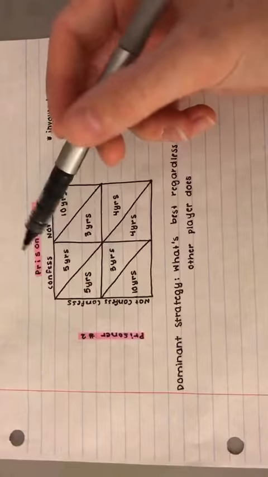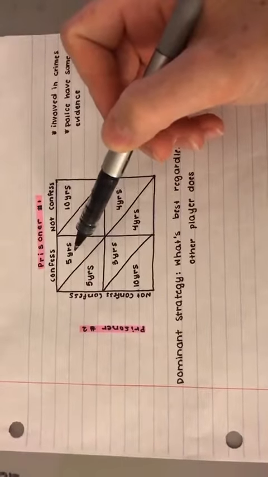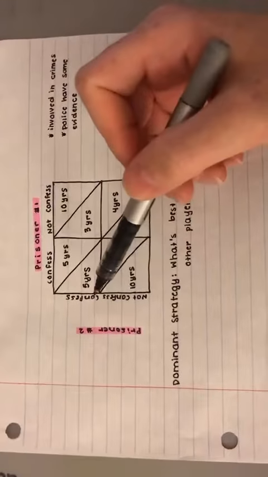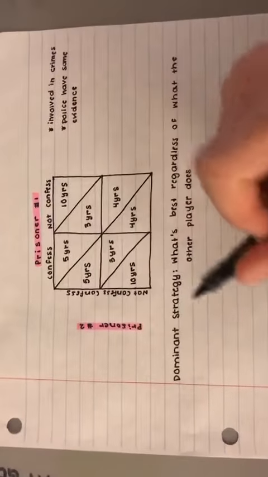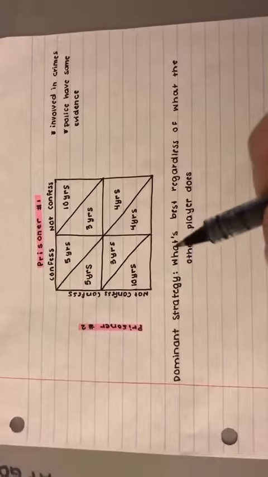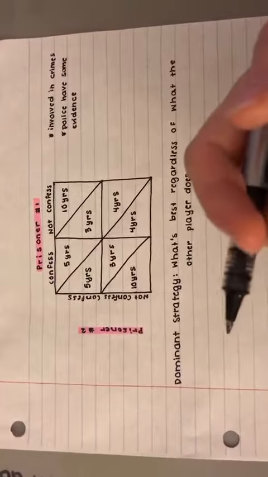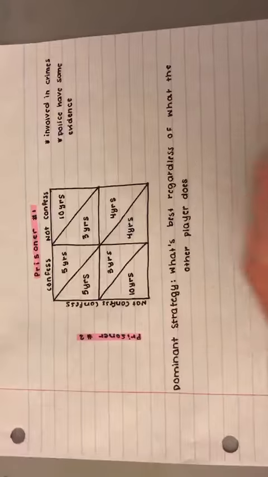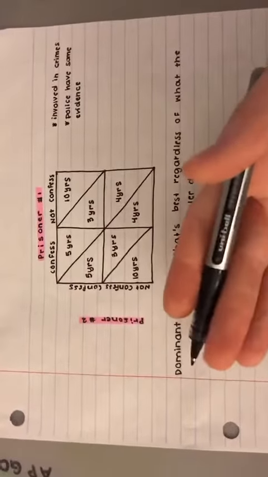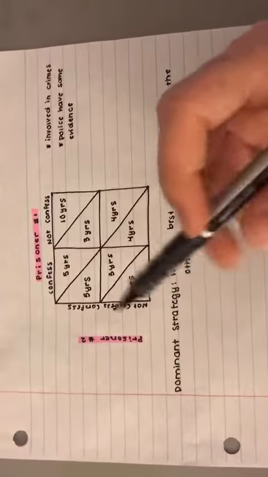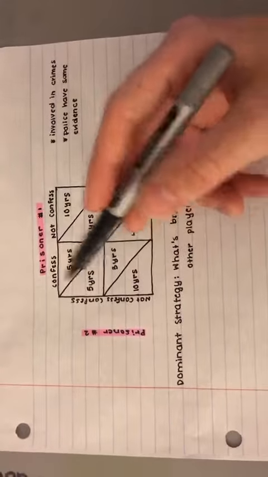So in this situation, prisoner 1's dominant strategy is to confess, and prisoner 2's dominant strategy is also to confess, because as it says here, it's best for them to confess regardless of what the other player chooses. Regardless of whether or not player 1 confesses or not, player 2 will always pick confess, and vice versa. So with that in mind, you also can determine that this box here is what we call our Nash equilibrium.